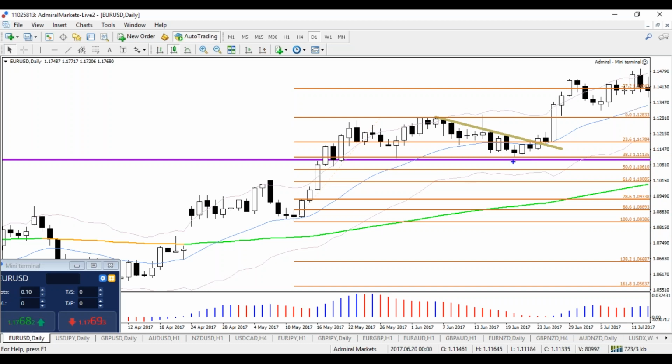Another way, of course, we can look at support and resistance is in the sense that this resistance trend line was broken right here, and we did indeed get the breakout to the upside. I should use blue for that.